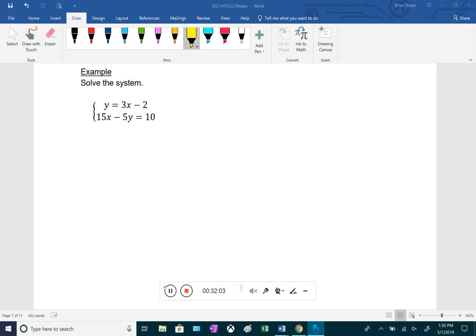So let's see this example, and let's do this one using the addition method once again. We have y equals 3x minus 2 and 15x minus 5y equals 10. For the addition method, we need to rewrite the first one to get the x on the left-hand side. We have to subtract 3x to the left. So we get -3x plus y equals -2. The second one is completely fine. Then we have to decide what we want to cancel. Let's say we want to cancel the x variable.